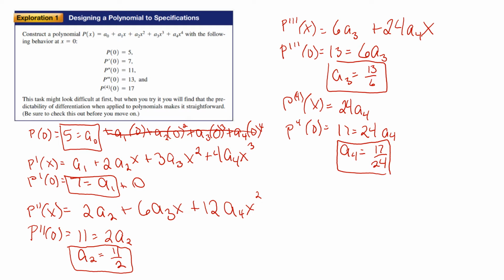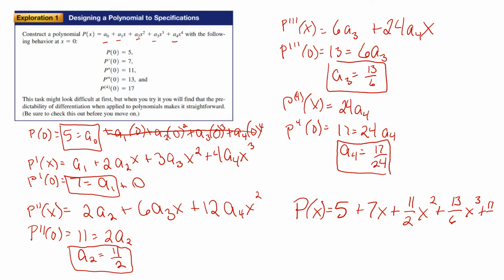So we found all these coefficients, so we can make the polynomial. We just plug in those coefficients. So p of x will equal a0, which was 5, plus a1x. a1 was 7, so 7x, plus a2 x squared. a2 is 11 over 2, x squared, plus a3 x cubed. So that was 13 over 6 x cubed, plus a4 x to the fourth, which was 17 over 24 x to the fourth. And so that would be that polynomial.